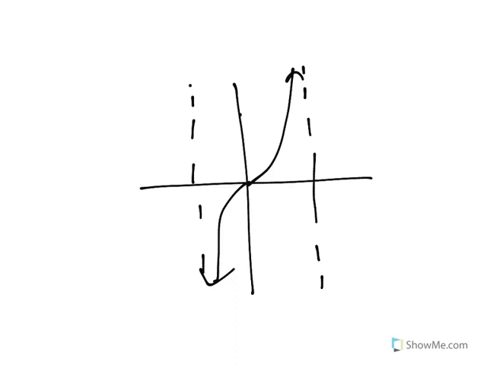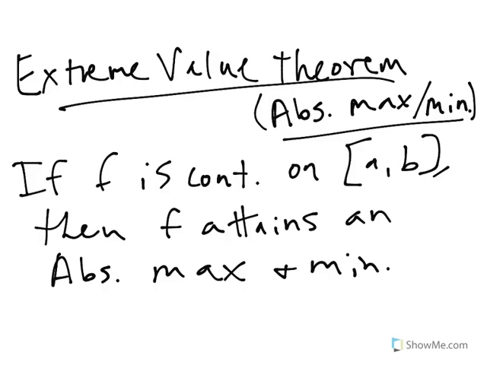Well, that's true, but that's because the vertical asymptotes create an open interval, not a closed interval. So if we look at a function on a closed interval, like what the extreme value theorem says, and if that function is continuous, with no breaks or gaps or jumps, then f actually has to have an absolute maximum and a minimum.